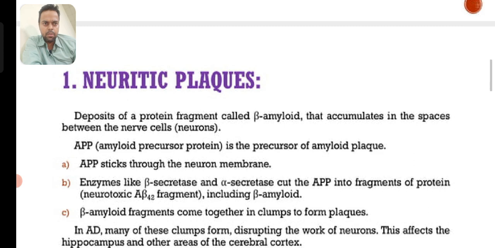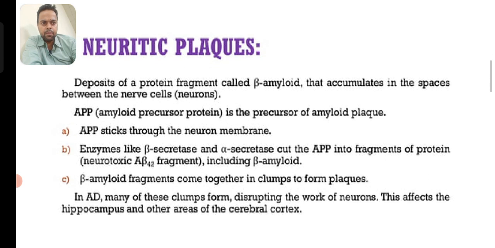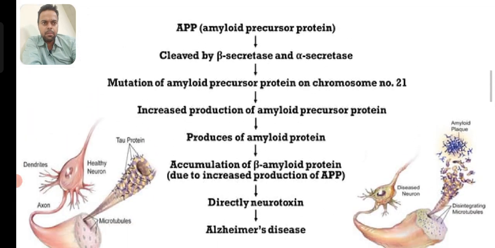Amyloid precursor protein is the precursor of amyloid plaque. It sticks through the neuron membrane, and then enzymes like beta secretase and alpha secretase cut the APP into fragments of proteins. And this is the pathophysiology of Alzheimer's disease.